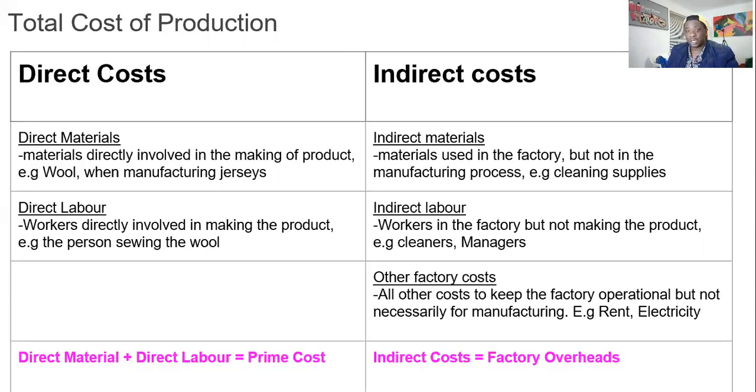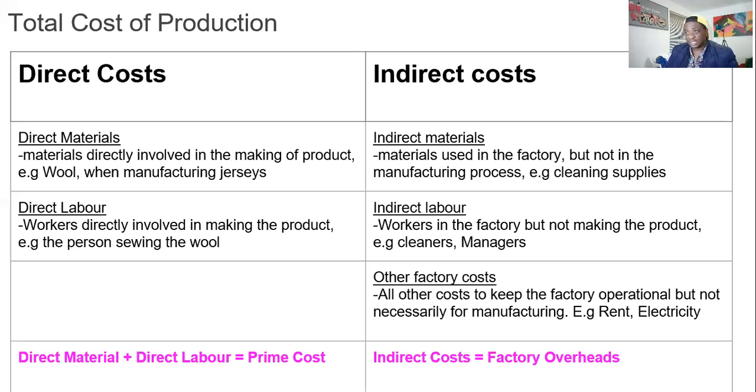And then we look at indirect costs. At first we have the indirect materials. These are the materials used in the factory, but not in the manufacturing process. You can think of things like cleaning supplies. The factory has to be cleaned, but the cleaning supplies do not produce jerseys. You can think also maybe of gloves. If your workers have to wear gloves at work, the gloves are not raw materials. They do not go into the product, but they are somewhat related, though indirectly, to the product.